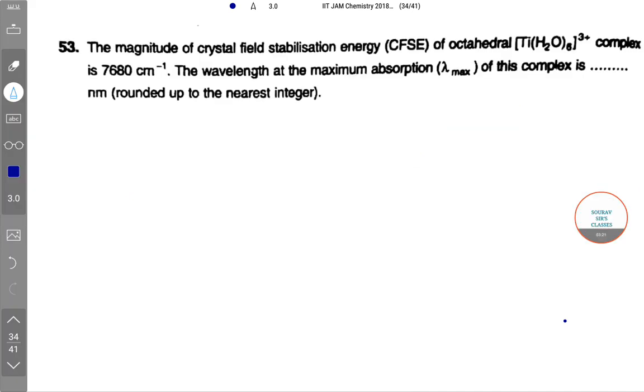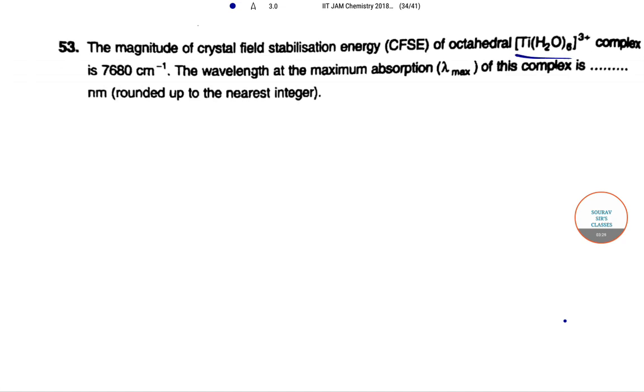Next we have question number 53. The magnitude of crystal field stabilization energy, or CFSE, of octahedral [Ti(H2O)6]3+ complex is 7680 cm inverse. So CFSE of [Ti(H2O)6] has been given as 7680 cm inverse. The wavelength at the maximum absorption, or Lambda Max, of this complex is, and we have to find out the value of the wavelength at the maximum absorption. This is rounded up to the nearest integer and is given in nanometers. So we have to do the necessary conversions.